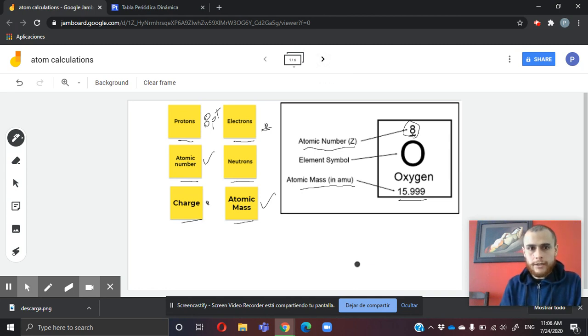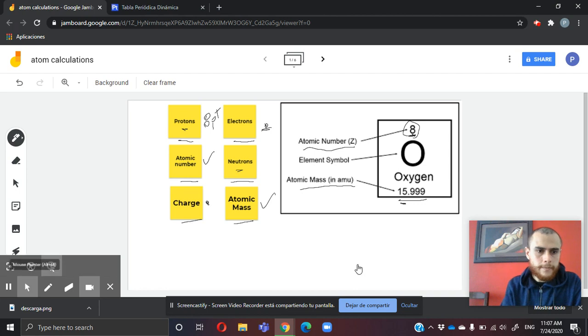And finally, if I add up the protons and the neutrons, I'm going to get the atomic mass. So if I want to know the neutrons, I just take the atomic mass and subtract the atomic number. Okay. So that is in general how we're going to do it. Now we're going to do a few more.